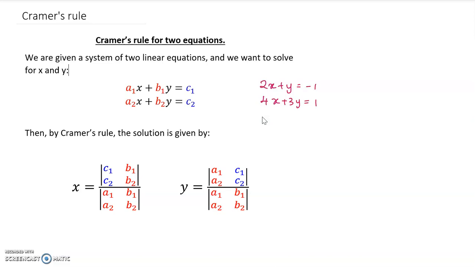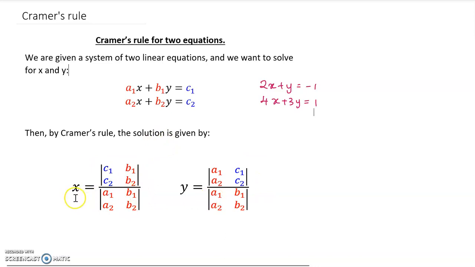It's just that before this, the systems that you had were more than 2 by 2 systems. What you had before were 3 by 3, 4 by 4, even up to 5 by 5 systems. But this is just for illustration. By Cramer's rule, what we want to get from the system is the values of x and y, and the solution is given by this one and this one.